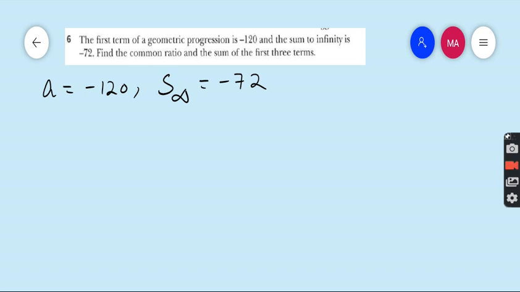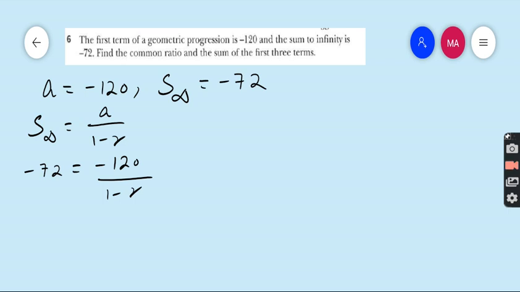Very easy. The formula of sum to infinity is a upon 1 minus r. S infinity is given as minus 72, and a is given as minus 120, upon 1 minus r. So minus cancels minus, 1 minus r can be multiplied, and 72 should be divided. So 120 upon 72 is 5 upon 3.